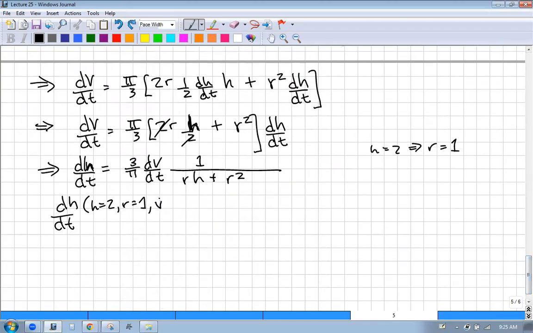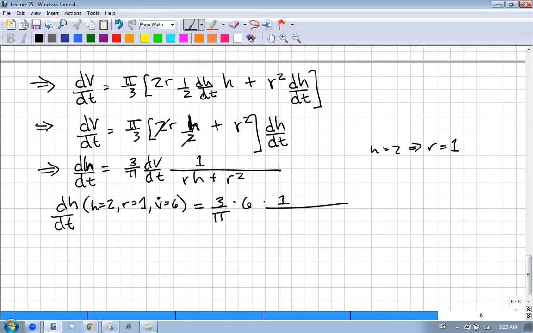So again, derivatives with respect to time, I use that dot notation. It's just easier. So now we just replace everything with what we have. So dV/dt, they said, was 6. r ends up being 1. They're saying h is 2. r is 1. So what do we get here? We have a 18 over 1 plus 2 is 3 pi. So this would be 6 over pi.